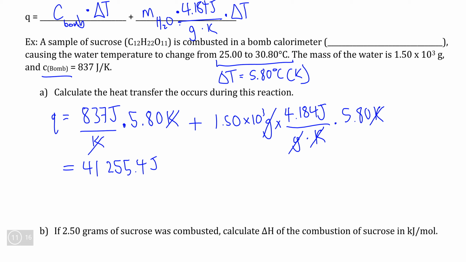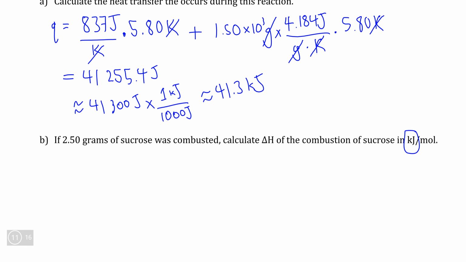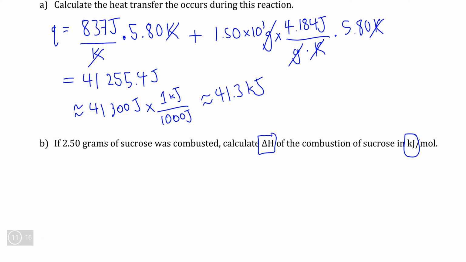Assuming that your arithmetic is correct, if we do not round this, you should get 41,255.4 joules. Now, we see from our measurements that all give us 3 significant digits, so we can round this to 41,300 joules. We can see for our second calculation, though, that we will need this measurement in kilojoules. So let's make one quick unit conversion and divide this number by 1,000 in order to give us approximately 41.3 kilojoules.